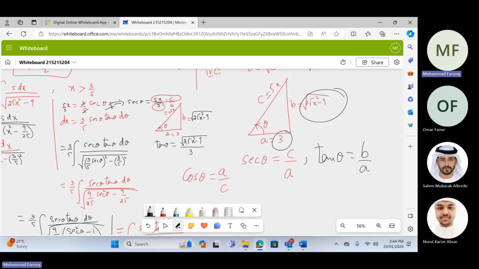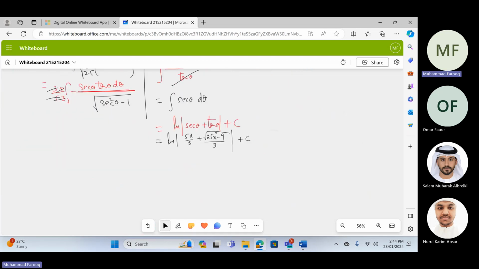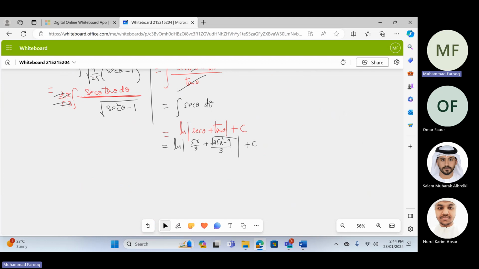Can we use the secant numbers? No. When you get the answer, put the limits now. For example, this question has limits. As you get this one, put the upper limit in the answer, minus the lower limit in the answer. You can't use the secant. No.